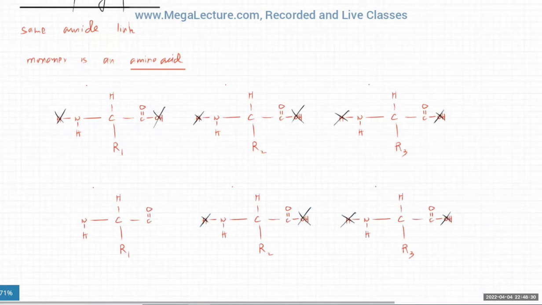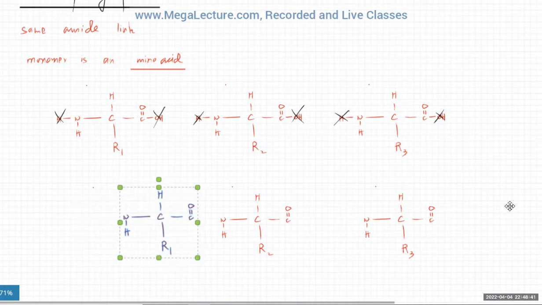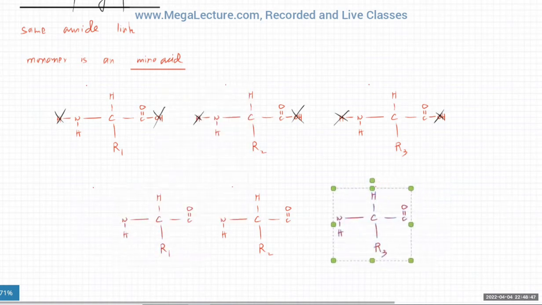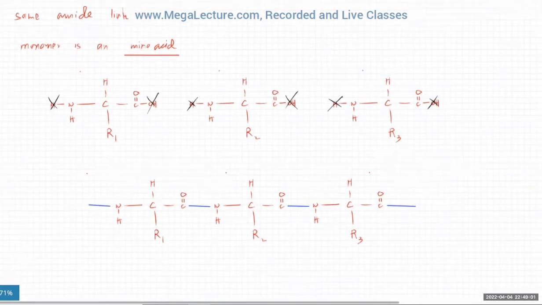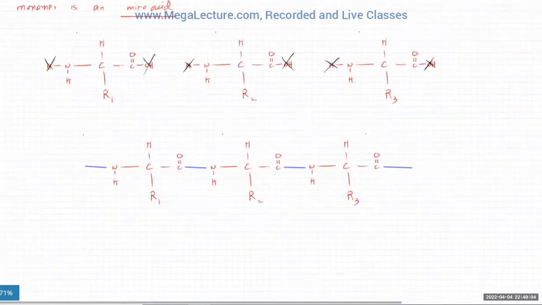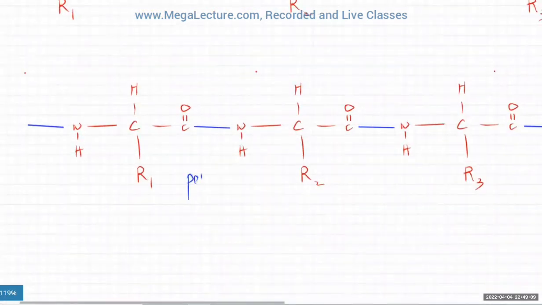So that's gone, this is gone, this is gone, this is gone. And they will come together and they will join up. So they're going to join up. And it's the same amide link, which is now known as a peptide link.